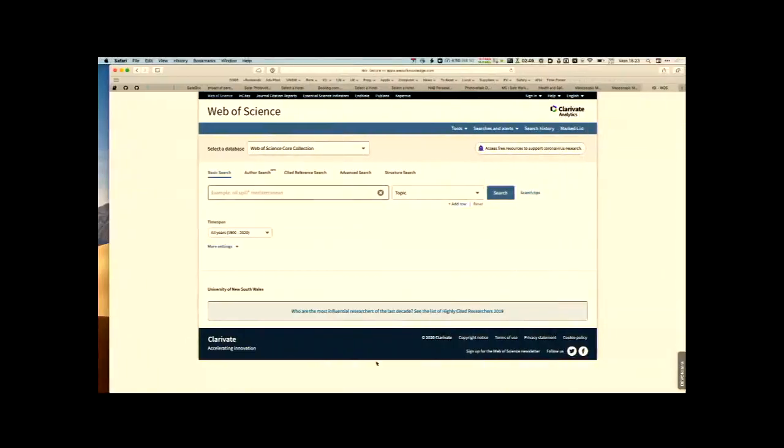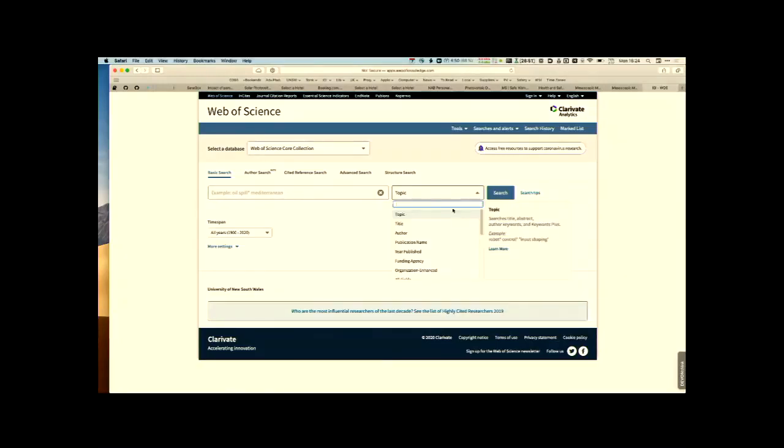All righty, so this is Web of Science. I would recommend it for scientific things, for engineering. As the name suggests, it's mainly to do with science. Other search engines work in much the same way. Now, let's say we're interested in a topic.